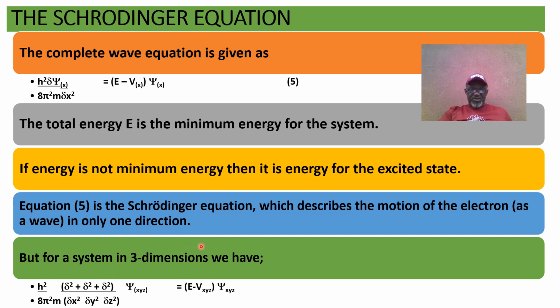Now for 3 dimensions, we bring in all the 3 dimensions, and then we have this wave function in xyz direction and potential energy in xyz direction. This is the Schrodinger equation in 3 directions or 3 dimensions. And this is the Schrodinger equation in only one x dimension.